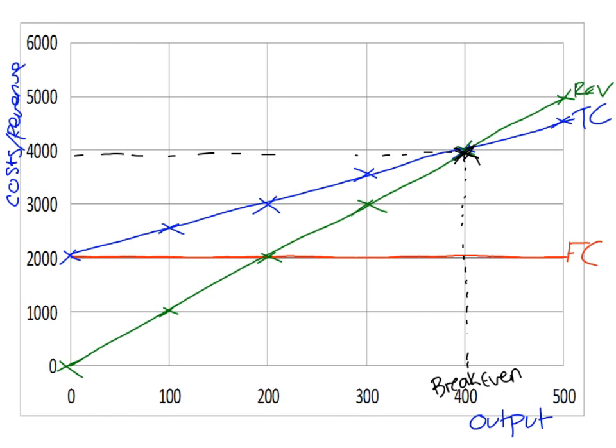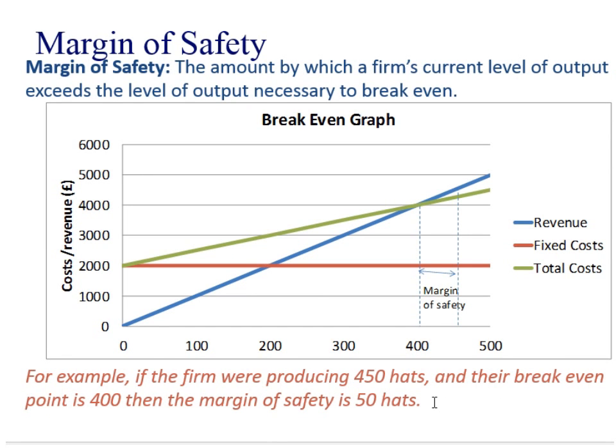Okay, so the margin of safety is just the difference between the current level of output that the business is producing and the break-even level of output. So if the firm is producing 450 hats and their break-even point is 400, in this example, the margin of safety is 50 hats. So they could lose 50 sales and still cover all their costs. So it's their margin of safety.